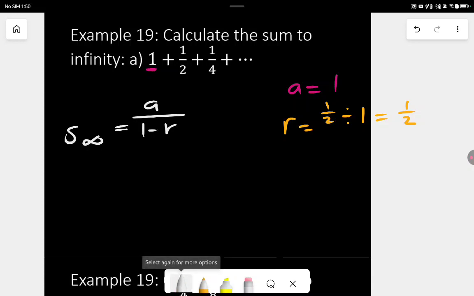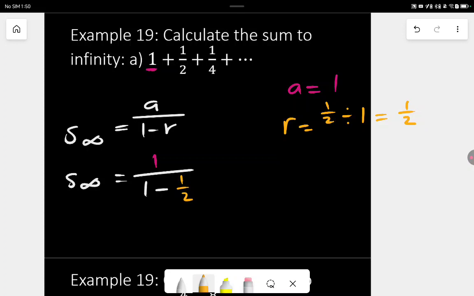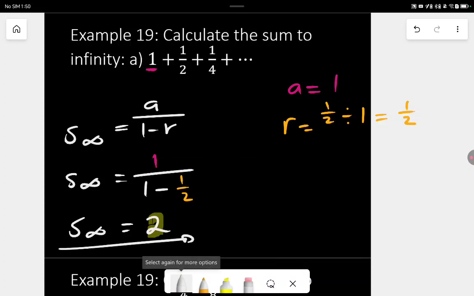Now I can substitute and say the sum to infinity is equal to my a, which is 1, divided by 1 minus my r, which is a half. Now pop that into your calculator. The sum to infinity is going to give us 1 divided by a half, which gives us 2. Sum to infinity equals 2.